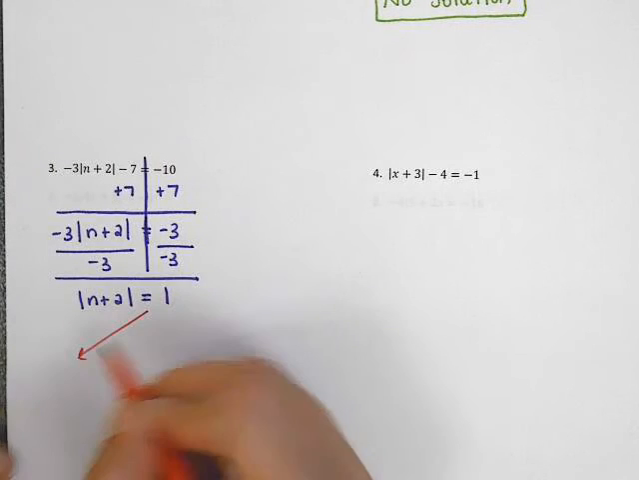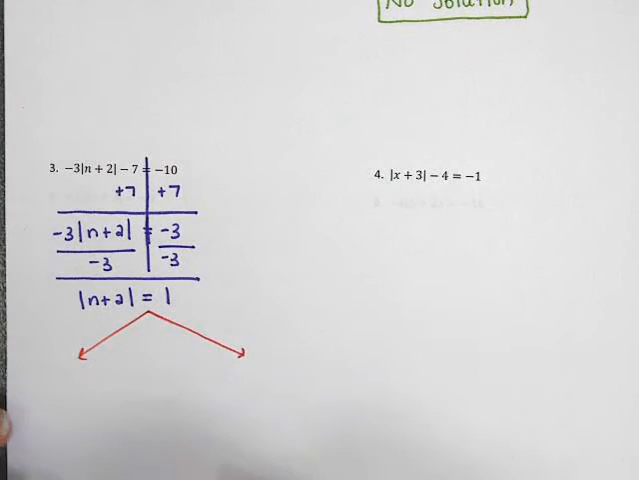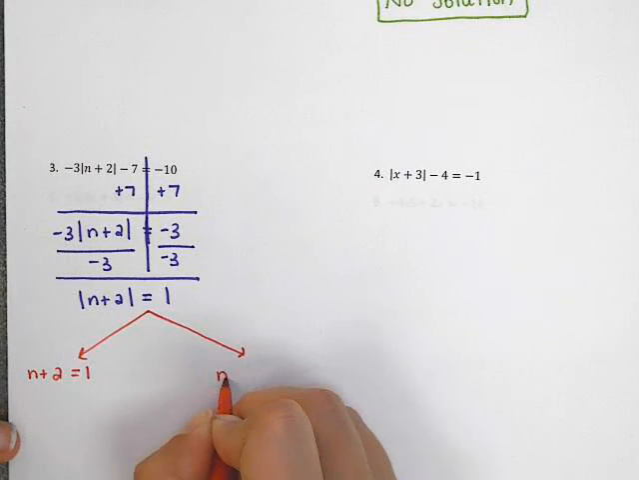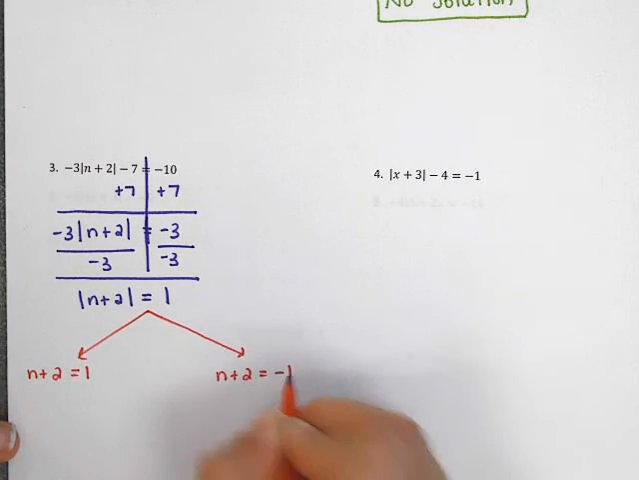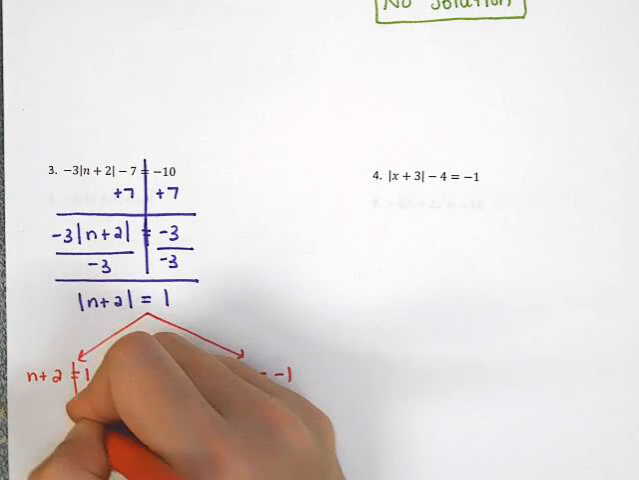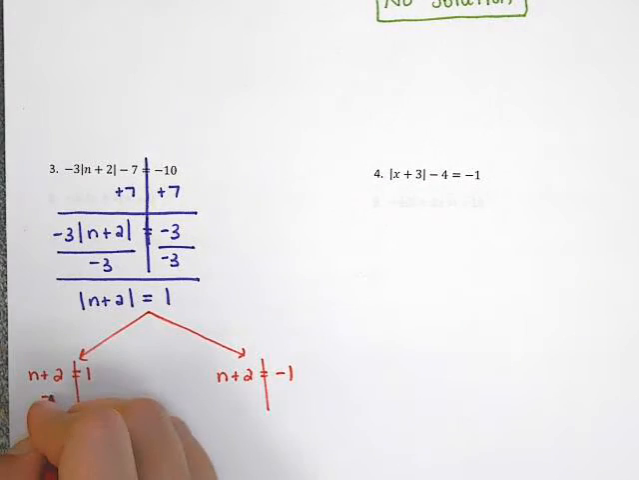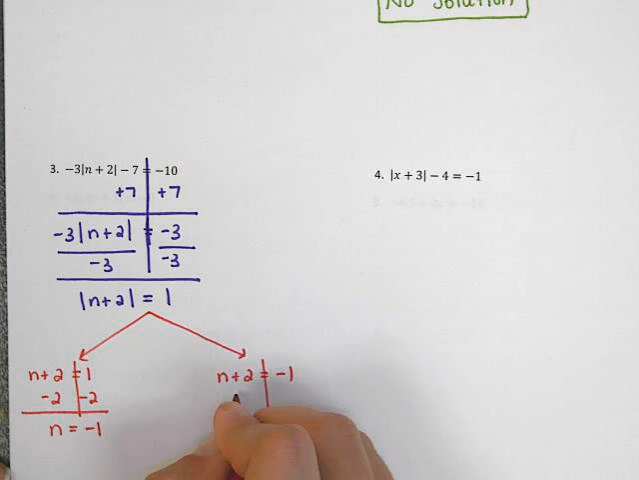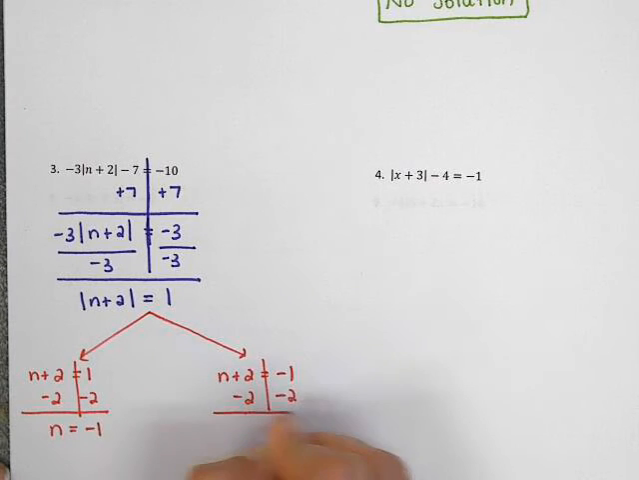So step 2 is that we make 2 separate problems. n plus 2 equals 1, and n plus 2 equals negative 1. And now we solve. So we would subtract the 2 on both sides and get n equals negative 1. Subtract the 2 on both sides and get n equals negative 3, and we're done.